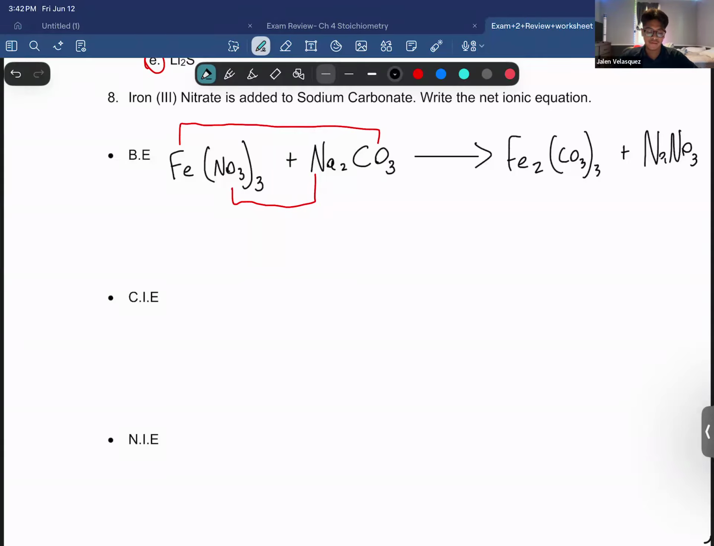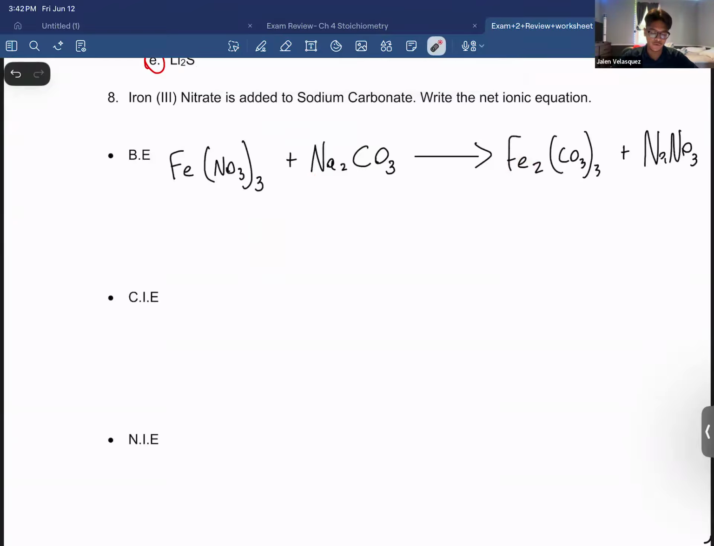Okay. Next, you have to balance the chemical equation, right? Just by looking at it, we can tell it is not balanced. So let's go ahead and balance that. Let's balance our irons first.